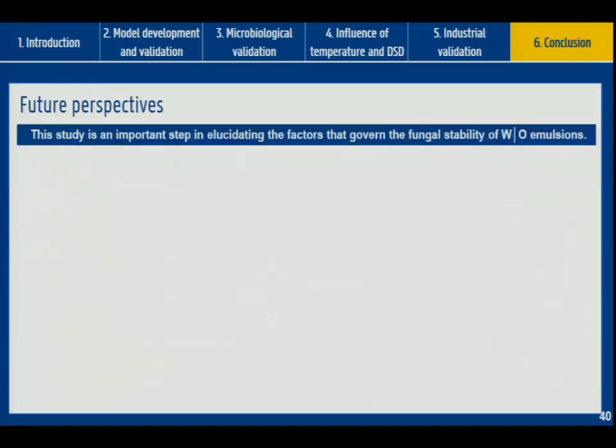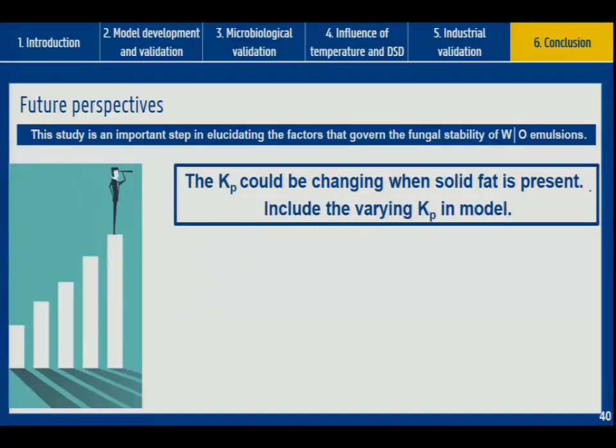Now, this study is an important step in elucidating the factors that govern the fungal stability of water-in-oil emulsions. But research never ends. So, what are some things that we would recommend to be done in the future? First, we said that the solid fat content influences sorbic acid distribution, and that the values we measured differ slightly from what we predicted. How can we solve that? We were thinking that the Kp could be changing when solid fat is present. So maybe a solution is to include a varying Kp in the model.